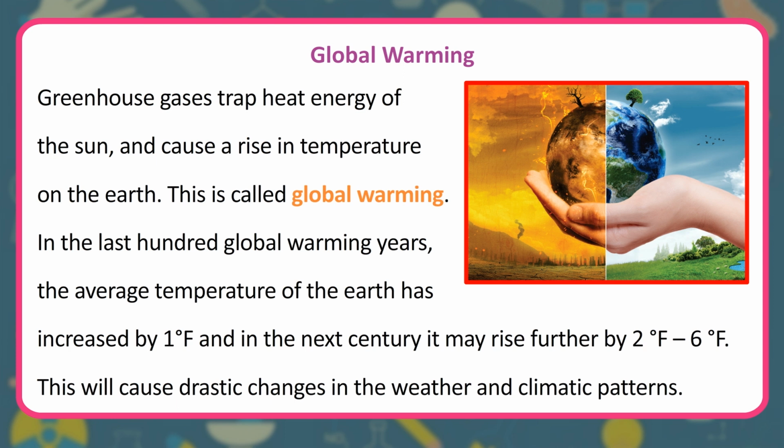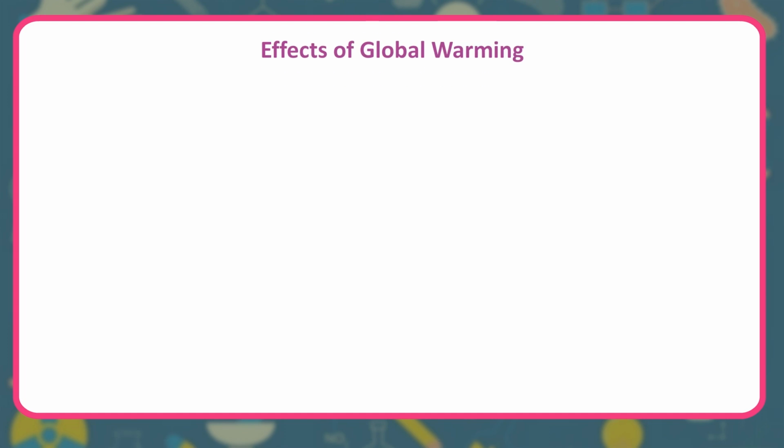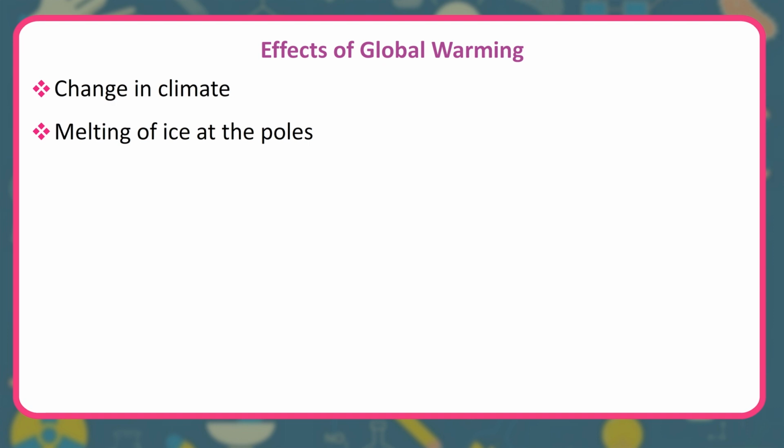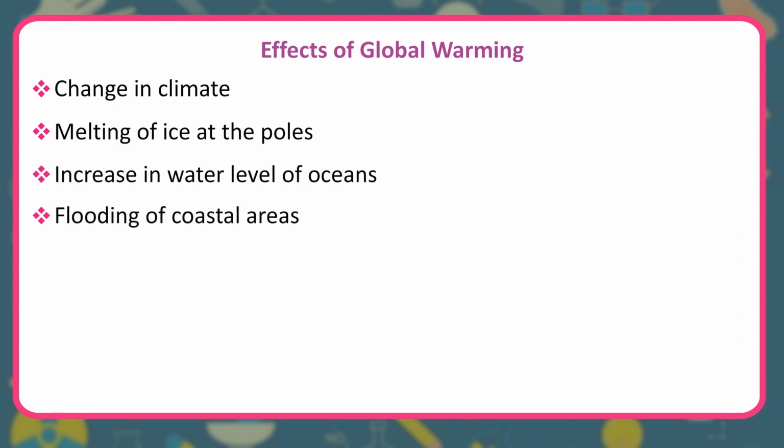In the last 100 years, the average temperature of the earth has increased by 1 degree Fahrenheit, and in the next century it may rise further by 2 to 6 degrees Fahrenheit. This will cause drastic changes in the weather and climatic patterns. Effects of global warming. Change in climate. Melting of ice at the poles. Increase in water level of oceans. Flooding of coastal areas.